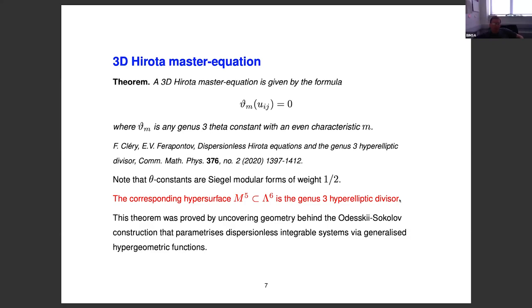All right. And it's known that the hyperelliptic divisor is defined by these equations: theta_m applied to this symmetric matrix U_ij equals zero, right? It doesn't matter which even characteristic you take, all these equations are equivalent under Sp6(R). So you can take any m, it doesn't matter which one, right? Okay, so as you see, the answer is highly transcendental.